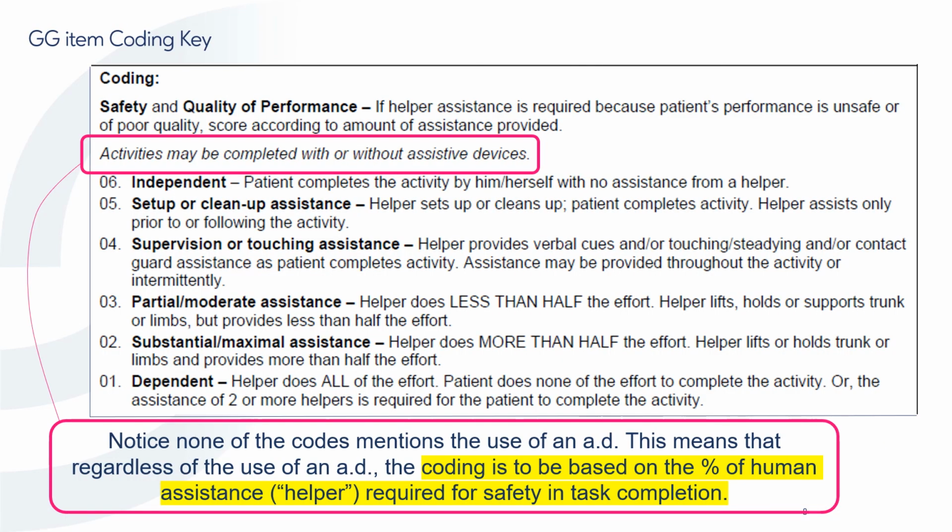This is the GG item coding key, nothing really spectacular here, nothing new. I just wanted to point out again that the activities may be completed either with or without assistive devices. And I wrote down at the bottom, notice that none of the codes mentions the use of an assistive device. This means that regardless of whether or not the patient uses one, the coding is to be based on the percent of human assistance. What is that helper doing for safety in a task completion?